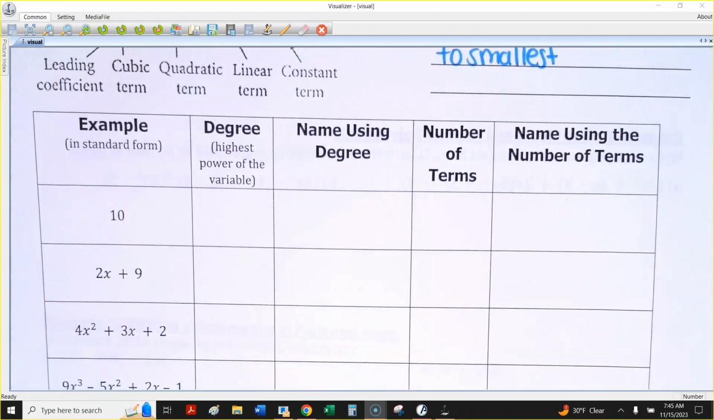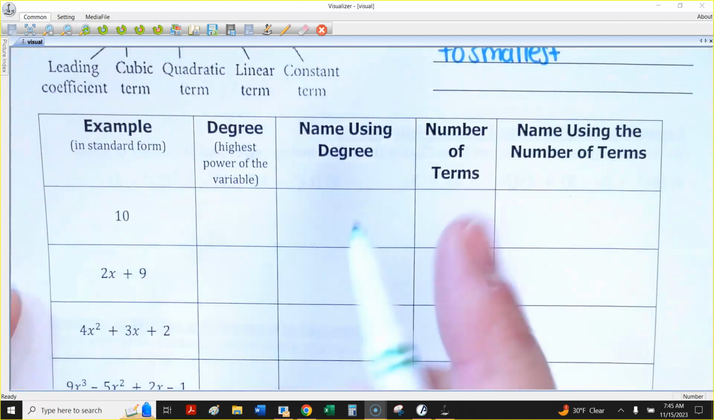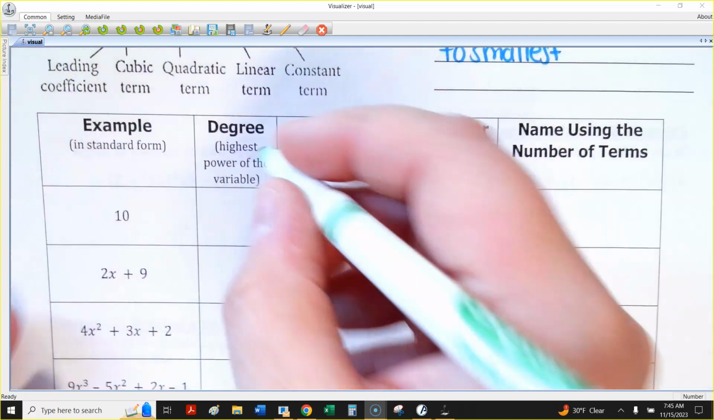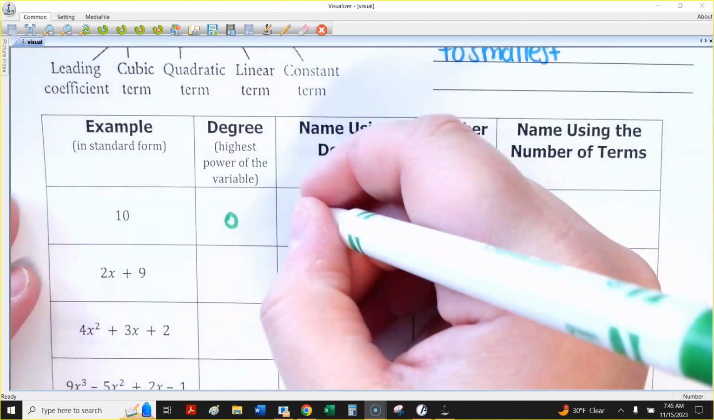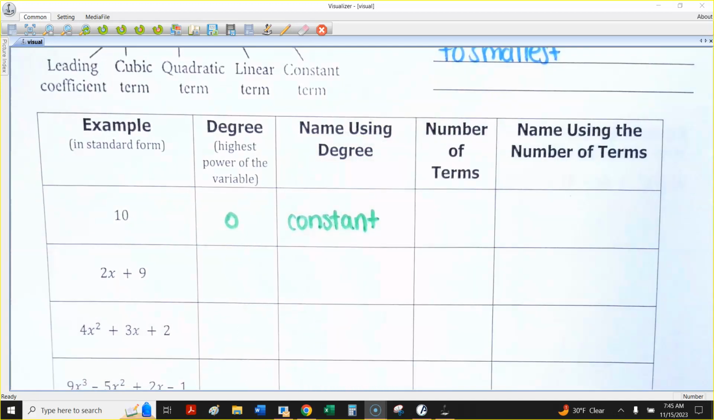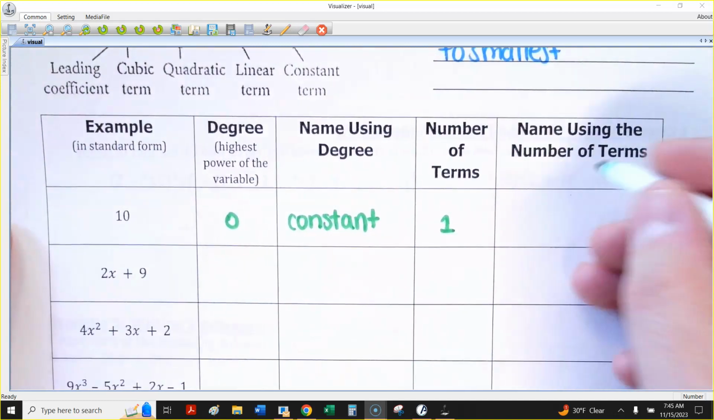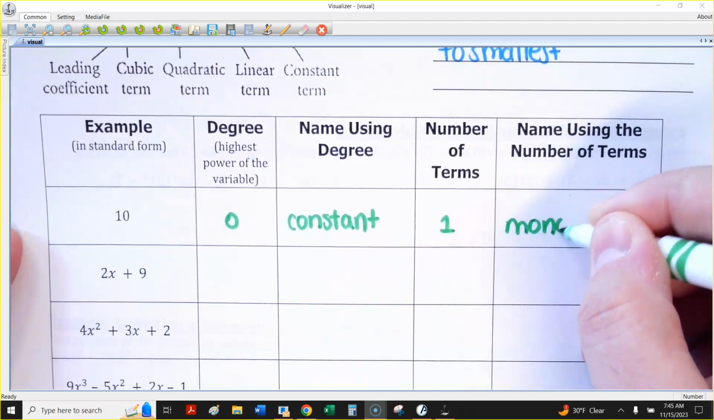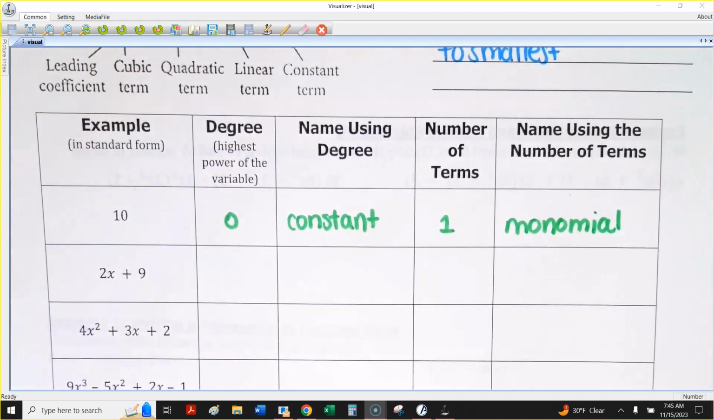Okay, so degree and number of terms are the 2 things we're going to label based on. So the degree is just the highest power of the variable. And so if you don't have a variable, like I just literally wrote the number 10, this would be considered degree 0. Okay, so the name using the degree, this you guys hopefully are familiar with, this would be called a constant. And I just have one term, just the 10. And the name using the number of terms, that's that word at the top, it's called a monomial. I think I spelled that right. Okay, so it'd be called a constant monomial if I were labeling this.